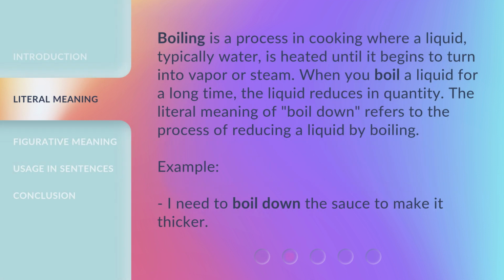Boiling is a process in cooking where a liquid, typically water, is heated until it begins to turn into vapor or steam. When you boil a liquid for a long time, the liquid reduces in quantity. The literal meaning of boil down refers to the process of reducing a liquid by boiling. Example: I need to boil down the sauce to make it thicker.